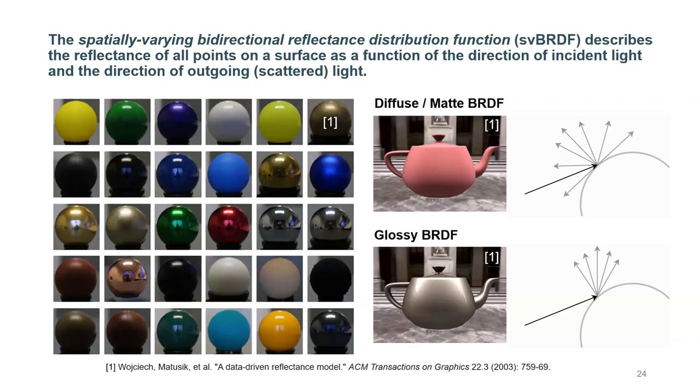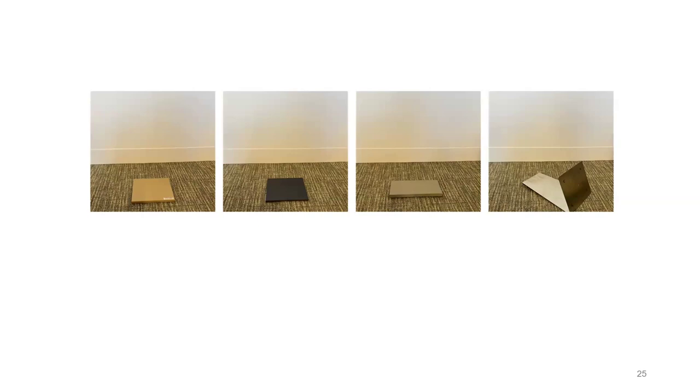The typical way to measure the SVBRDF of a surface is by photographing and illuminating the surface from a wide variety of angles. This is feasible in a controlled studio setting, but becomes infeasible in uncontrolled environments or in the wilds. As an example of this, here I took photos of four materials that have dramatically different BRDF characteristics, but you couldn't tell that just from these photos.